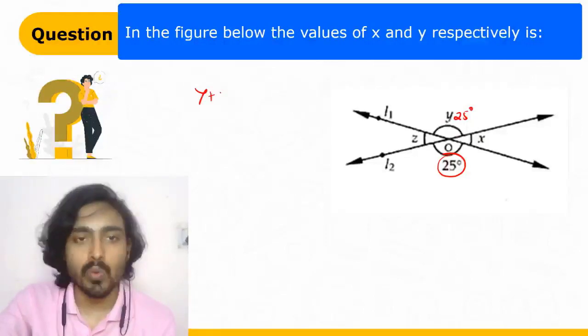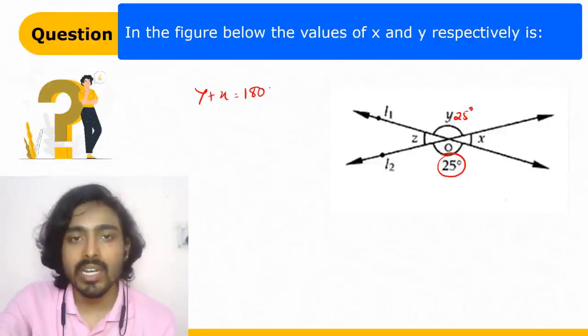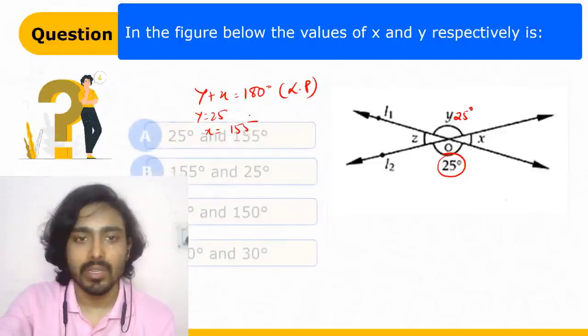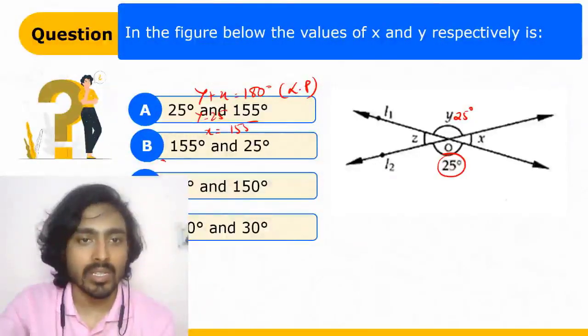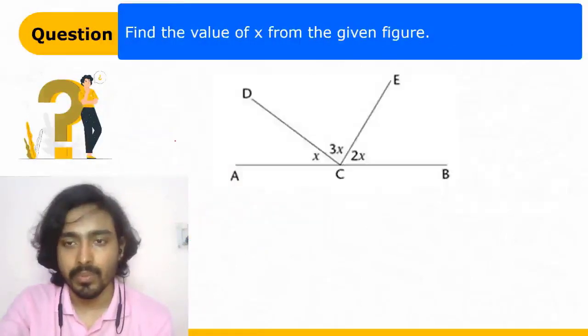y plus x is equal to 180 degrees because it is a linear pair. Y is 25. So we can find out x is equal to what? 155. Let's look at the answers. We have to find x and y respectively. So this is the answer, B.